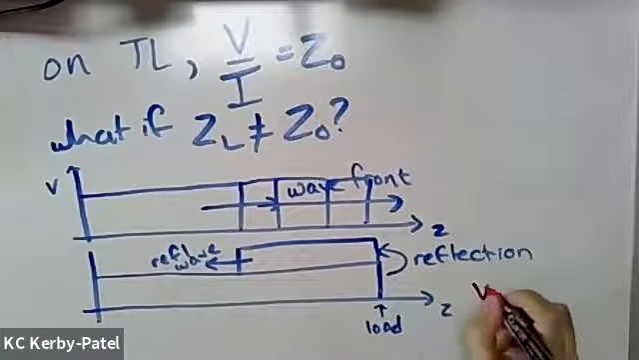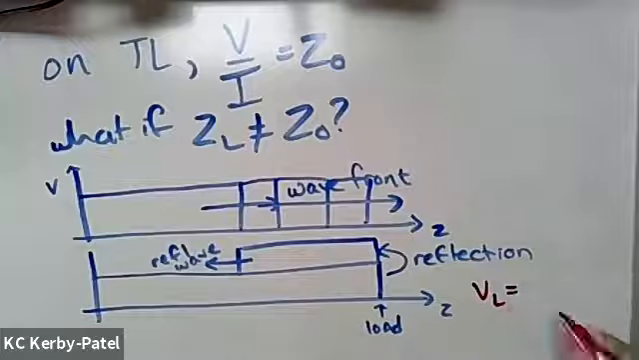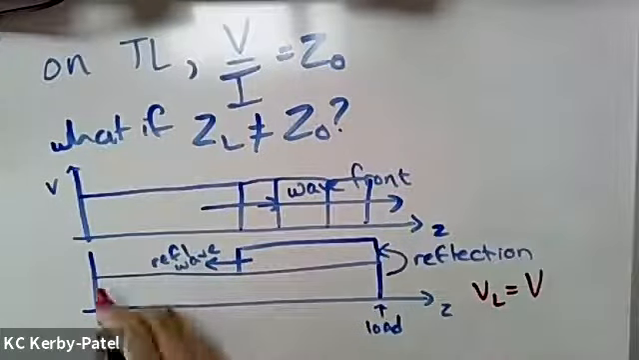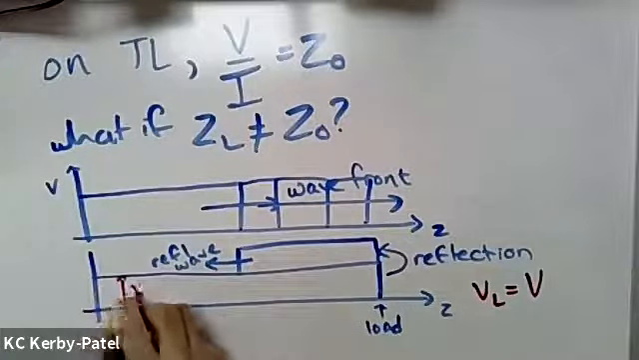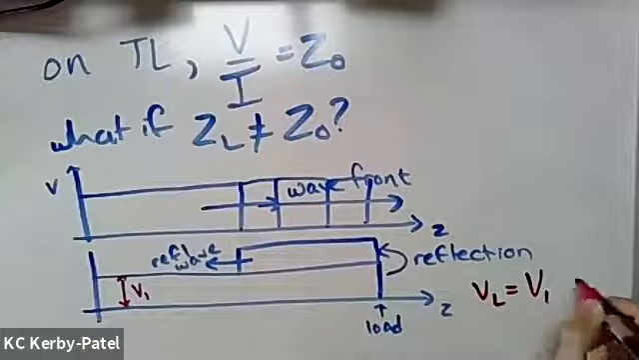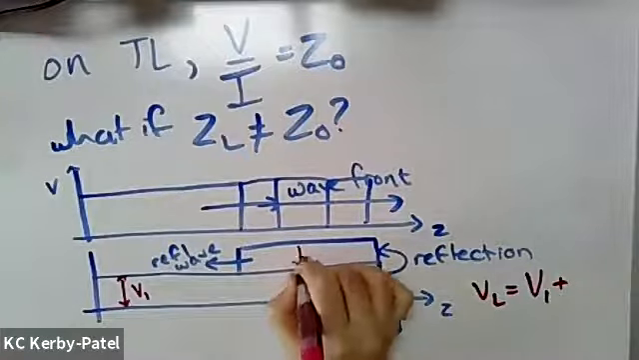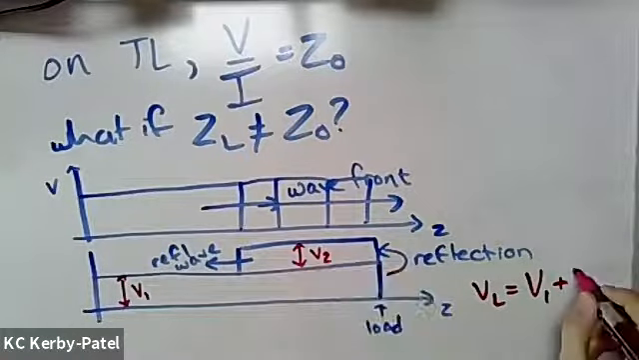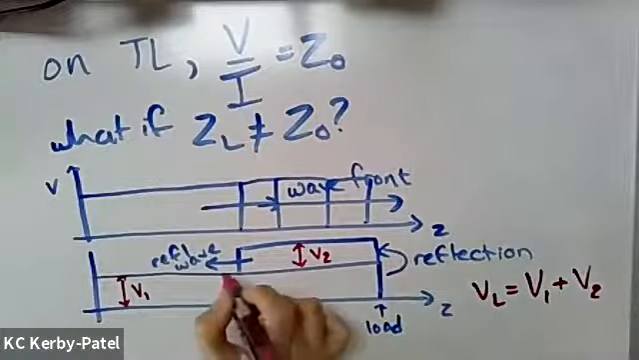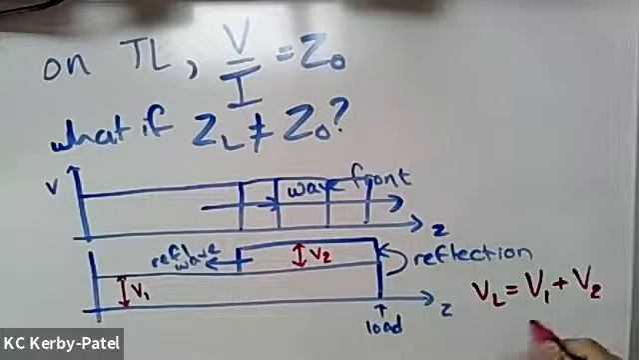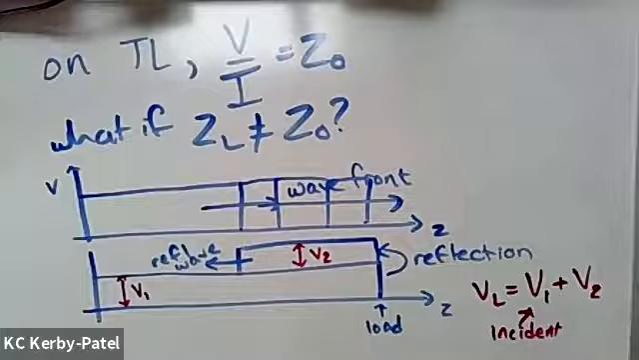The voltage across the load is going to be, let's say, V1, the forward propagating wave, plus V2, the backwards propagating wave. We're going to name this height V1. This is the incident wave amplitude, and this is the reflected wave amplitude.